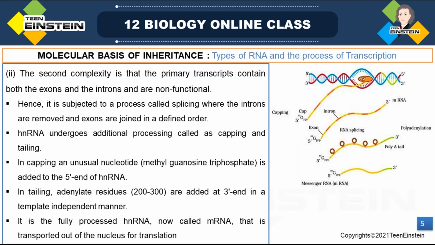Just now we discussed the complexities of eukaryotes. What are all the complexities? In bacteria, there is only one type of RNA polymerase. But in eukaryotes, the first thing is that there are different types of RNA polymerase, and there is a clear division of labor.